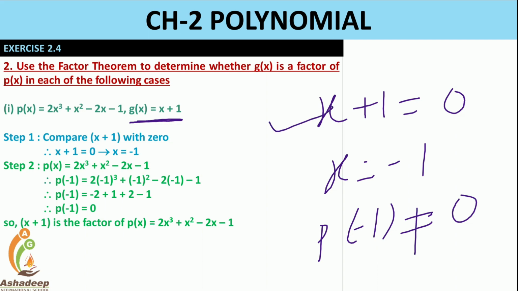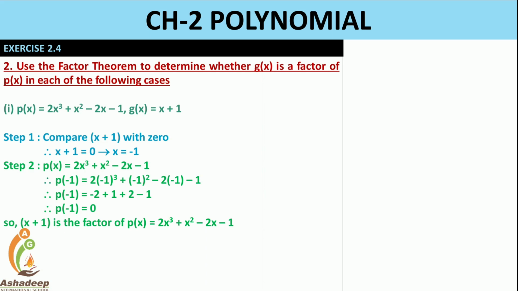If it is not equal to 0, then no, it is not a factor. Simple. So x is equal to minus 1. Now wherever you see x, we need to find the value of p of minus 1. So wherever you see the x, you need to replace it with minus 1. So 2 into minus 1 cube, minus 1 square, 2 into minus 1 and minus 1.